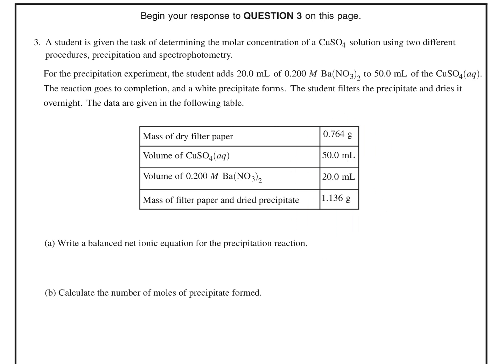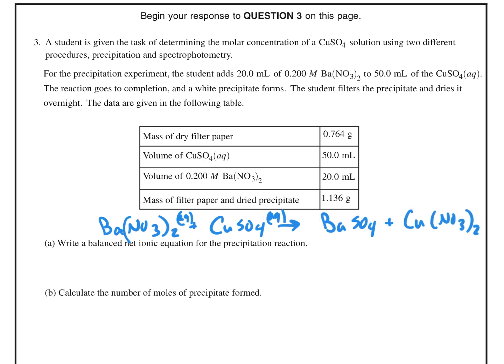So the first thing we're going to do is write a balanced net ionic reaction for the reaction between barium nitrate and copper sulfate. Both of these reactants are aqueous, and the two products that are formed are barium sulfate and Cu(NO3)2, because I know that the copper is a +2 charge and the nitrate's a -1 charge. Of those two products, the nitrates are always soluble, so the copper nitrate is soluble, and the barium sulfate must be the precipitate.